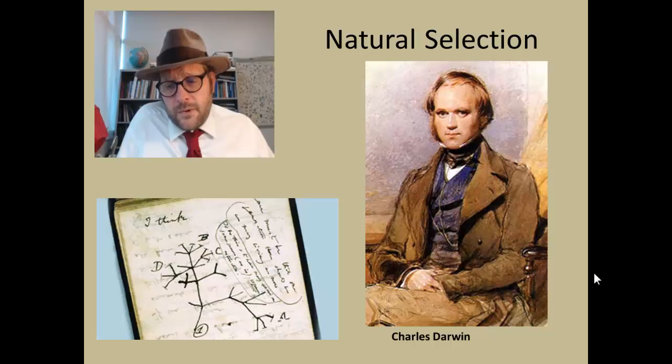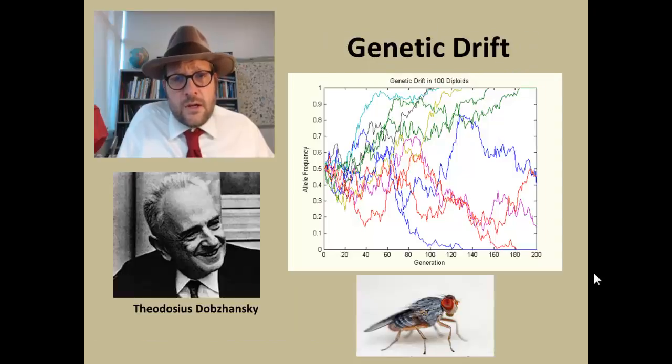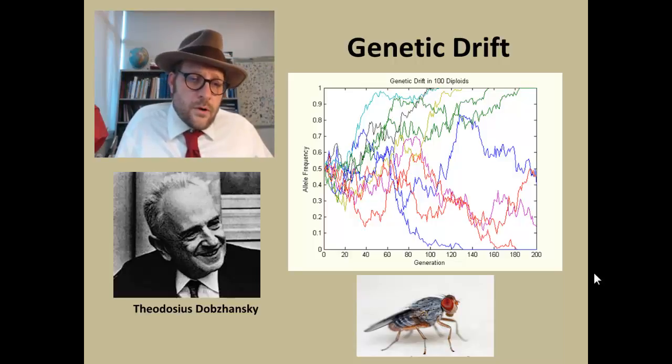Now, since Darwin, there have been some other ideas in terms of how you can have evolution without natural selection, and that is through what's called genetic drift, or sometimes referred to as neutral theory. This was brought about by a scientist named Theodosius Dobzhansky, who was a Russian scientist who came to the United States, and he was fascinated with fruit flies.